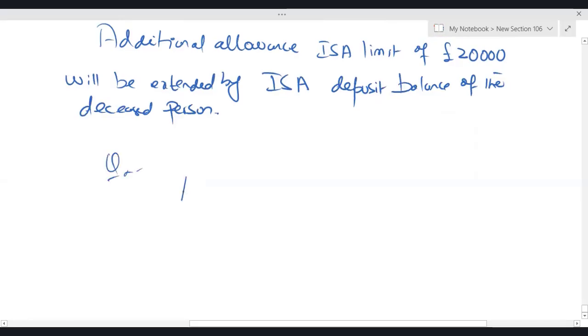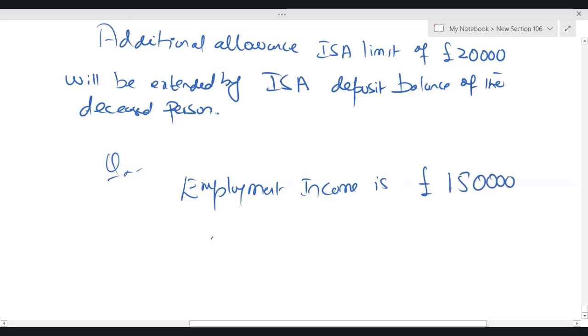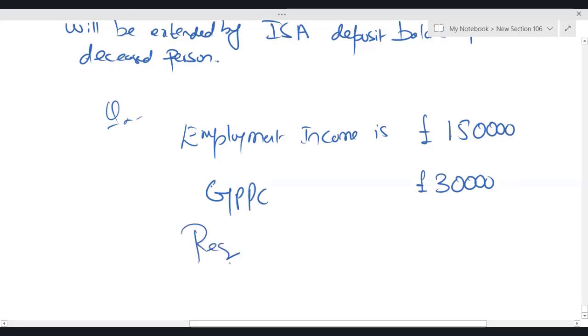Let's say employment income is 1,50,000. Gross PPC is 30,000. I want every one of you to quickly calculate the income tax liability. Please, every one of you, try. Let's try.